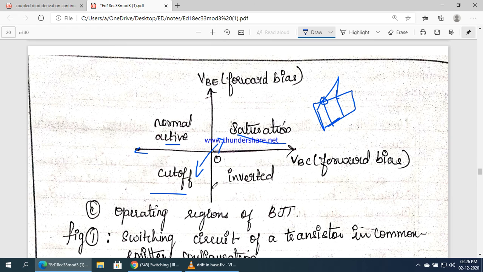If VBE is reverse bias and VBC is forward bias, that is collector to emitter, if this is reverse bias and this is forward bias, that is inverted, exactly opposite to the amplification region. So these two are exactly opposite to each other. So here, as the topic name is switching operation, obviously there will be 2 modes of operation, that is on as well as off. On in the sense of the saturation region, off in the sense of the cutoff region.